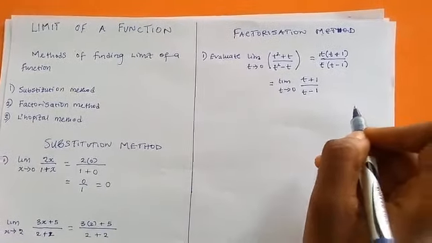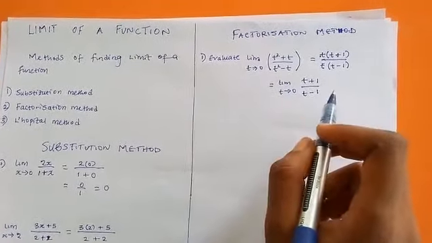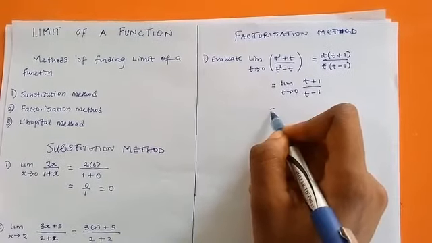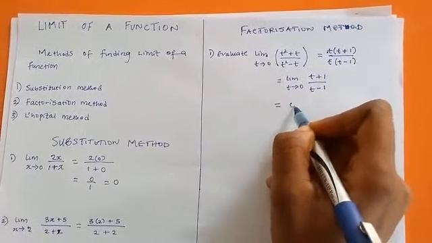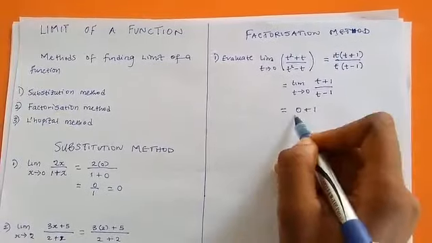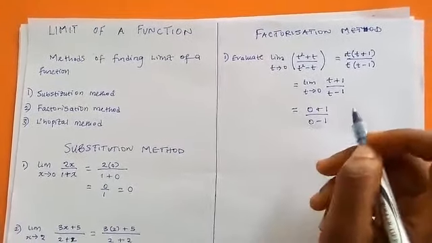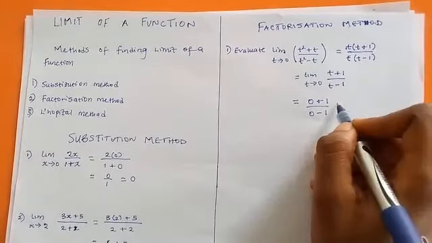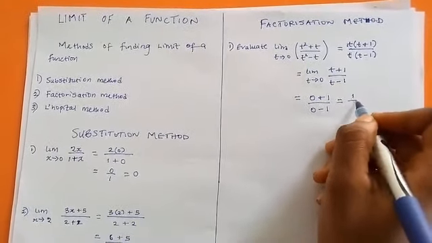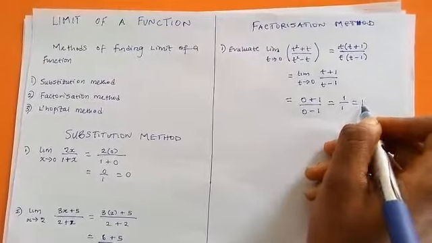So we can now substitute our value of t, which is 0. When we do that, we have 0 plus 1 over 0 minus 1, which is equal to 1 over 1, which is equal to 1.